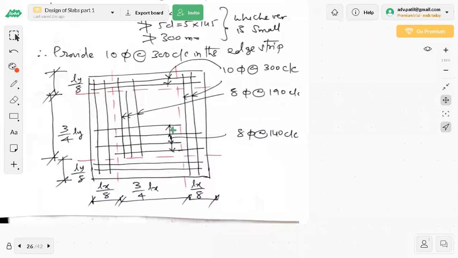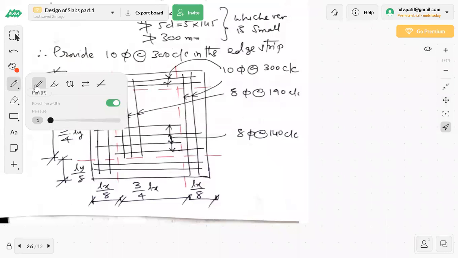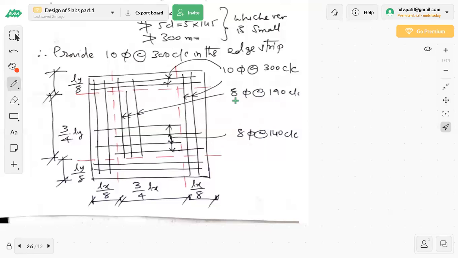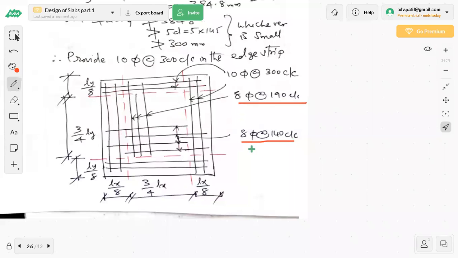Now, let us say, how to draw this figure. I will explain now. You have two values: along the y direction, 8 mm at 190 center to center, and along the x-axis, 8 mm at 140 center to center. You have only these two. How to provide this? How to draw this figure? I'll show you.